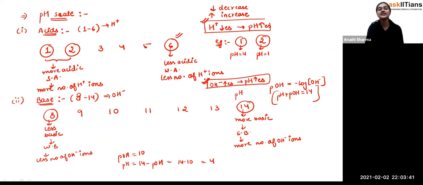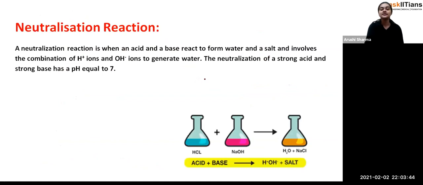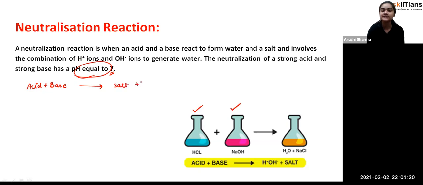Now we are moving towards neutralization. You can see that the pH is equal to 7 for neutralization. For the neutralization reaction, students, we have seen that when H ions and OH ions generated in water combine, they get neutralized with each other, so there is the formation of salt along with water, and that reaction is called the neutralization reaction. As you can see, it is HCl, NaOH, H2O and NaCl. That means when acid reacts with base, there is the formation of salt plus H2O.